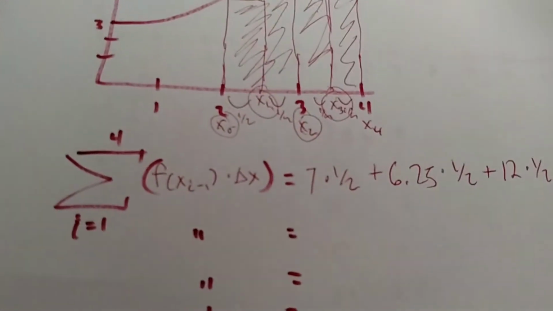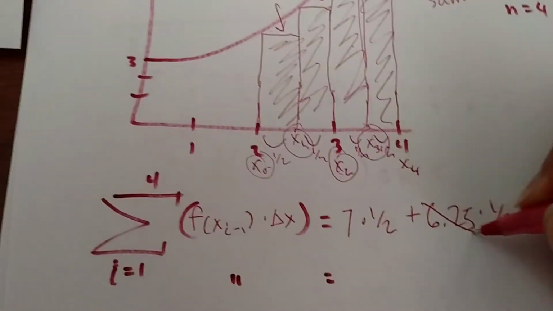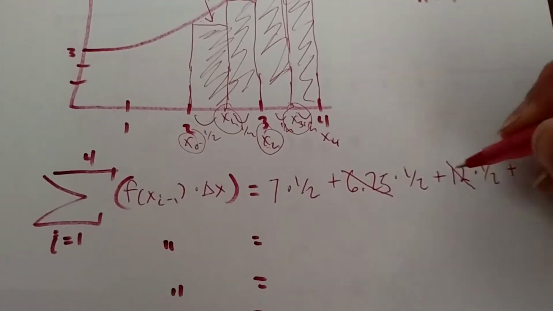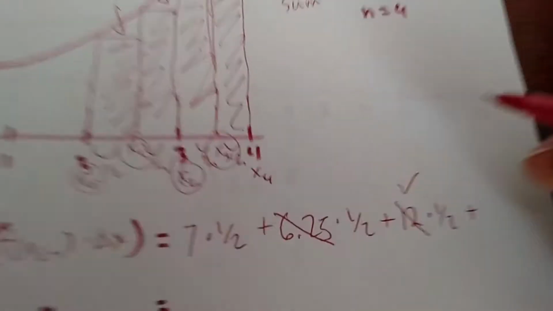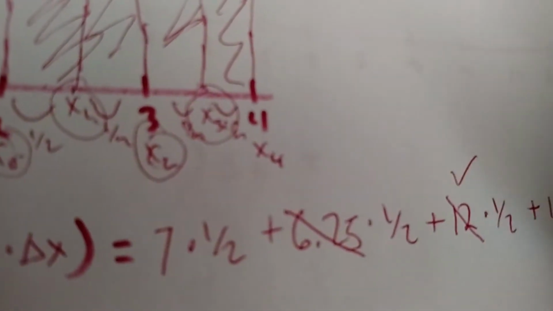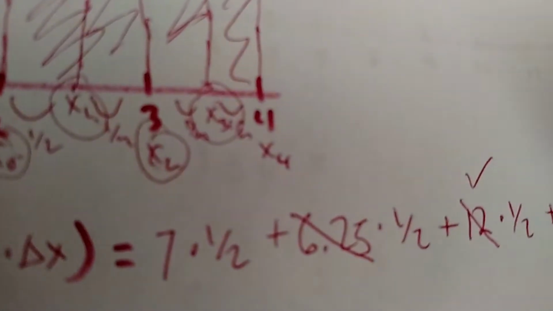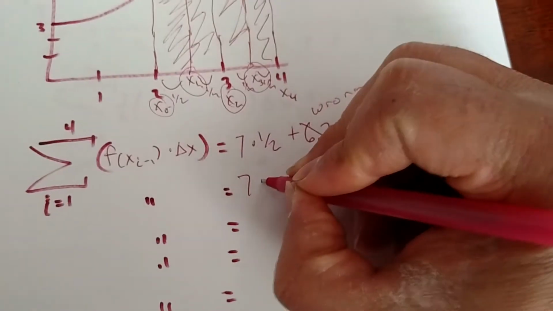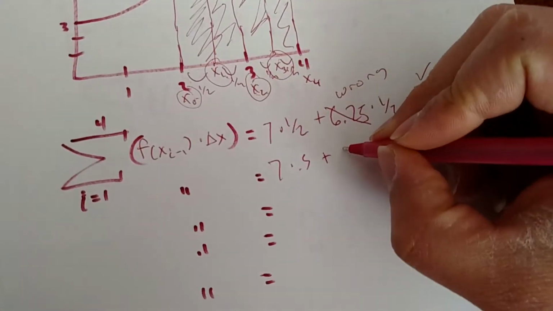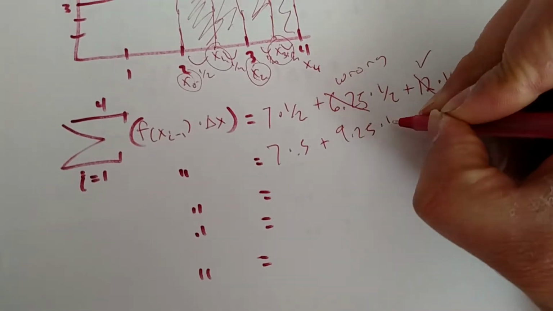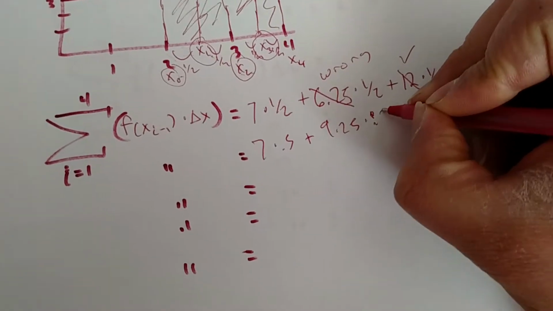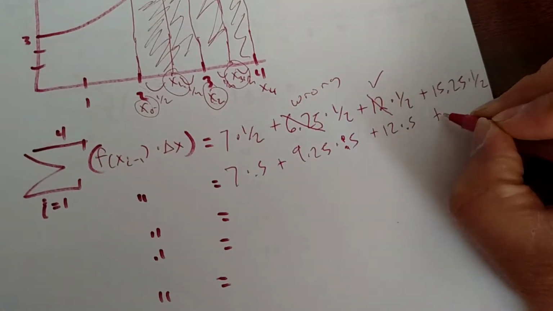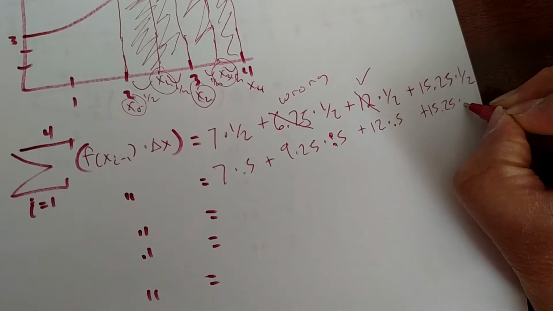Oh man, did I forget to add the 3 again? I sure did. Okay, so mark that out. Well, I did add the 3 on that, so that's good. And then 12.25 plus 3 is 15.25 times a half. So let me rewrite this because this is wrong. Okay. 7 times 0.5 plus 9.25 times 0.5 plus 12 times 0.5 plus 15.25 times 0.5.